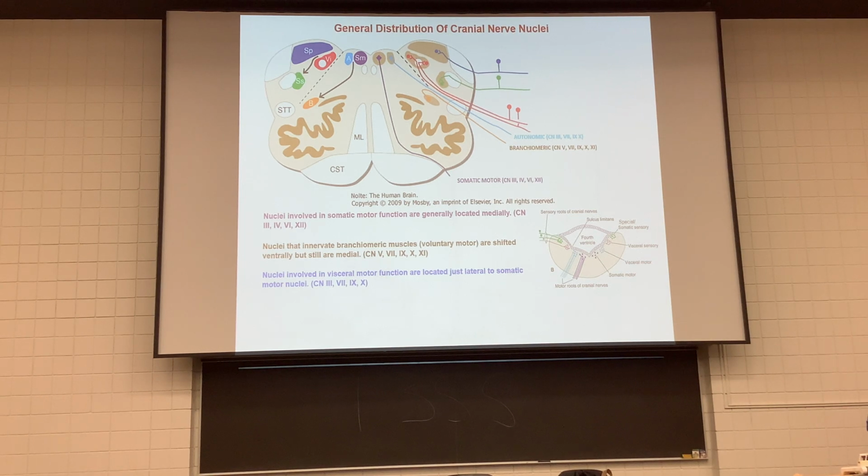There are nuclei related to those cranial nerves. The neurons in those nuclei are preganglionic parasympathetic neurons. We're going to talk about 2 of those nuclei. Again, we're not going to go through every one of them.